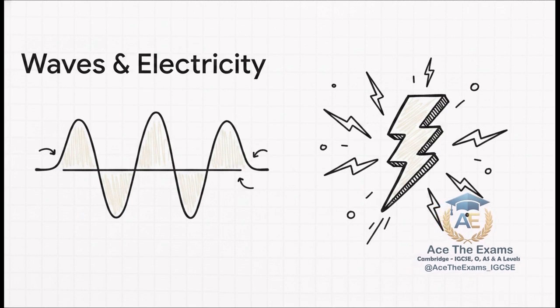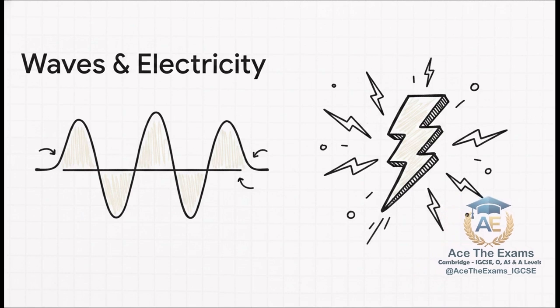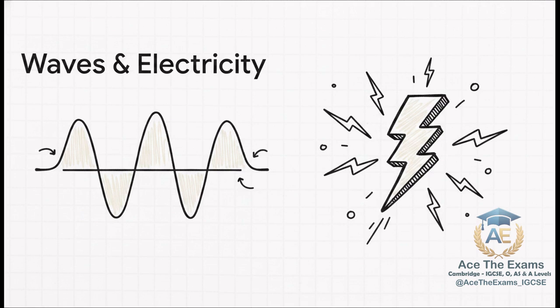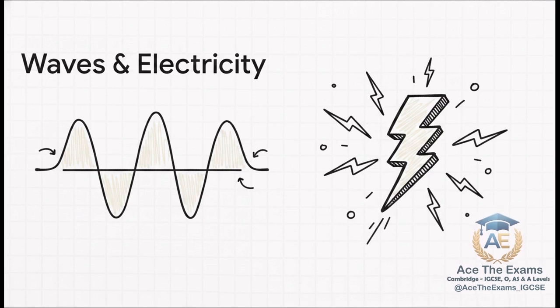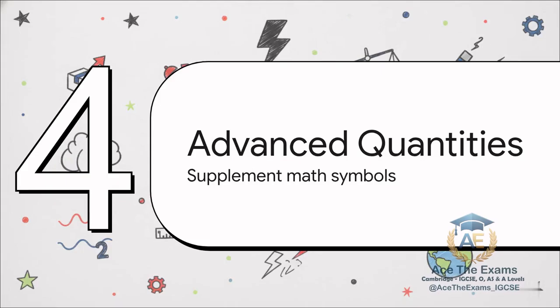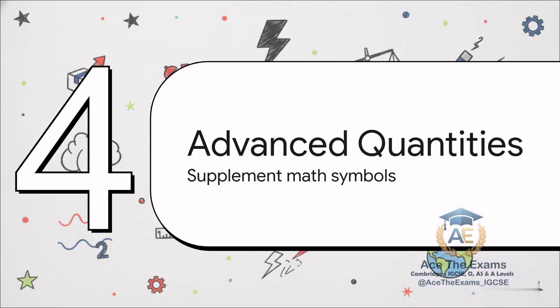Did you point out that current, symbolized by capital I, is measured in amperes? Did you state that resistance, symbolized by capital R, is measured in ohms? This logical grouping is heavily tested in waves and electricity. If you do not pair the concept with its exact mathematical shorthand, the examiner assumes you do not actually understand the physics. We are now entering the final phase of the clinic.